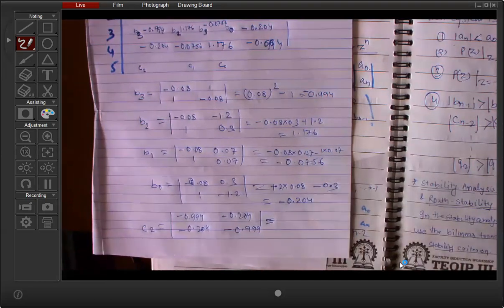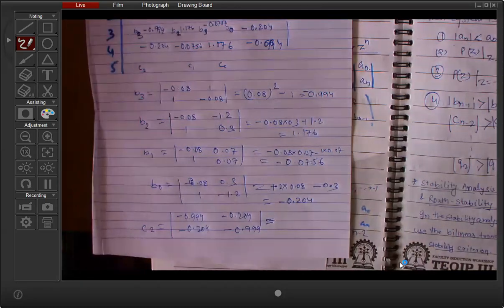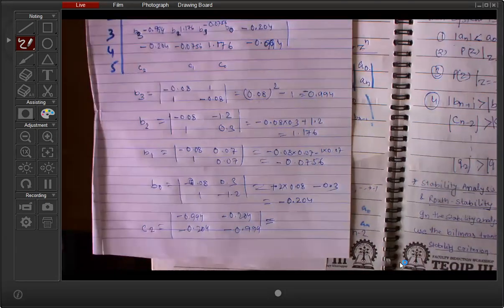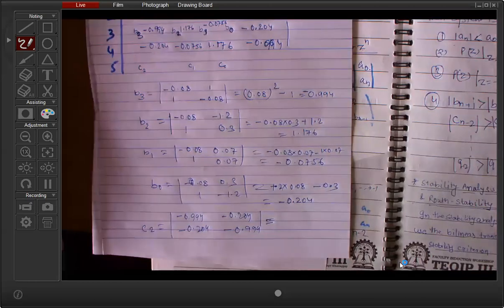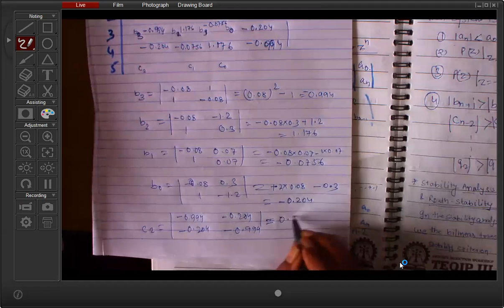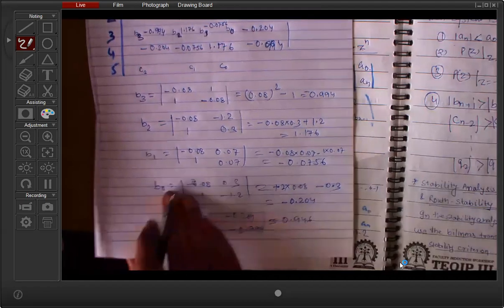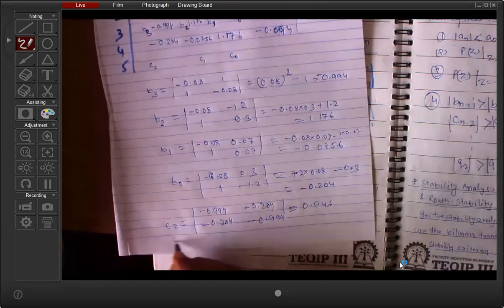Find the magnitude of the determinant. So 0.946. Okay, very good. 0.946.